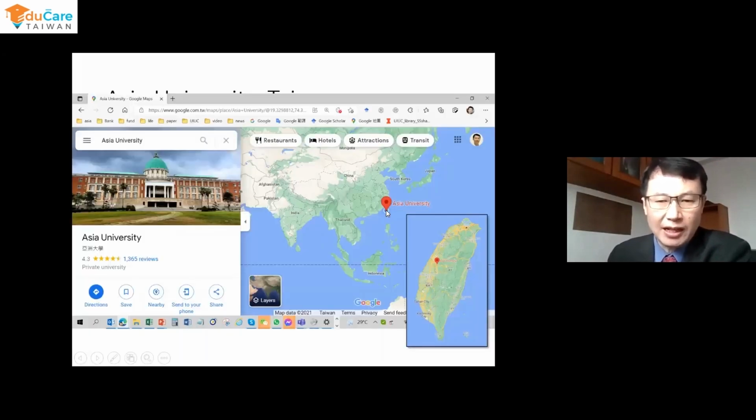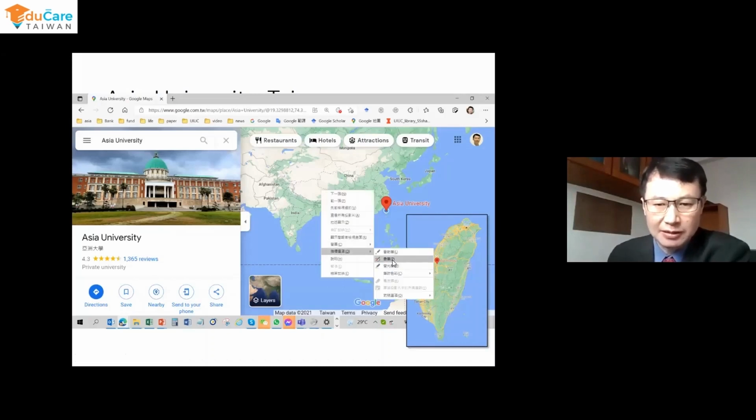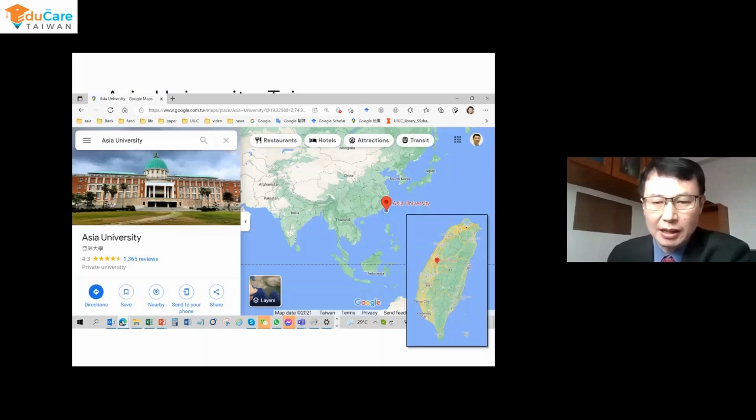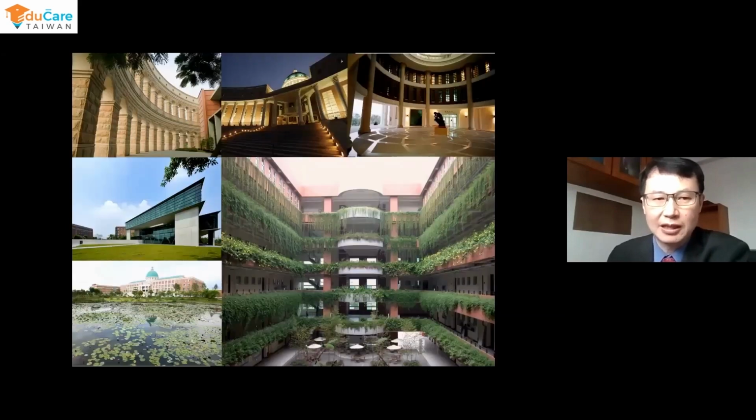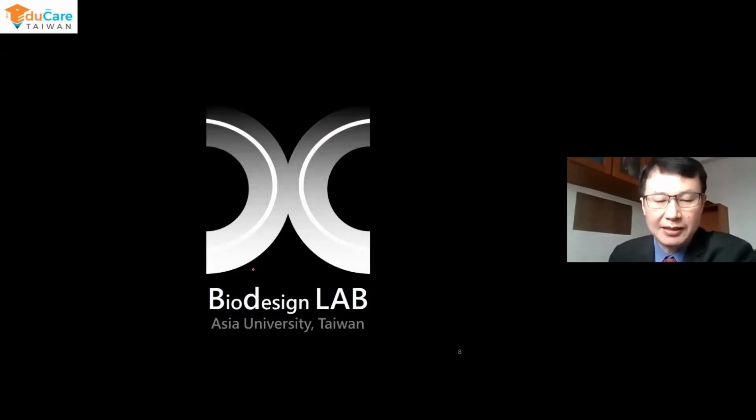We are in Taiwan, in the middle. Maybe I will use the pencil. We are in the middle of Taiwan, and this is our campus scenery. You will see it is so beautiful. B and D. What is B? B is about biology, biotechnology, biomechanics, or biomedical engineering, something similar like that.